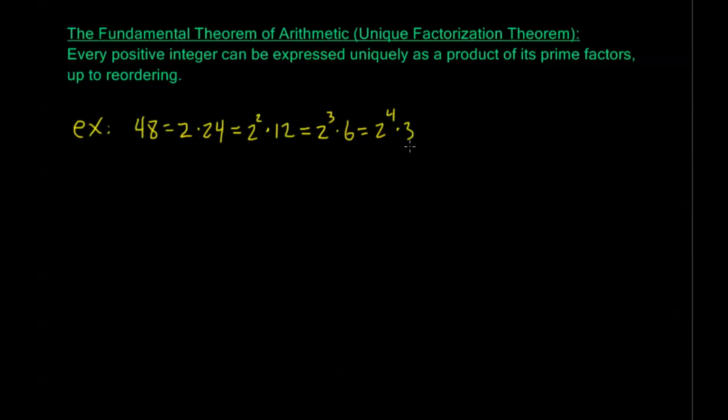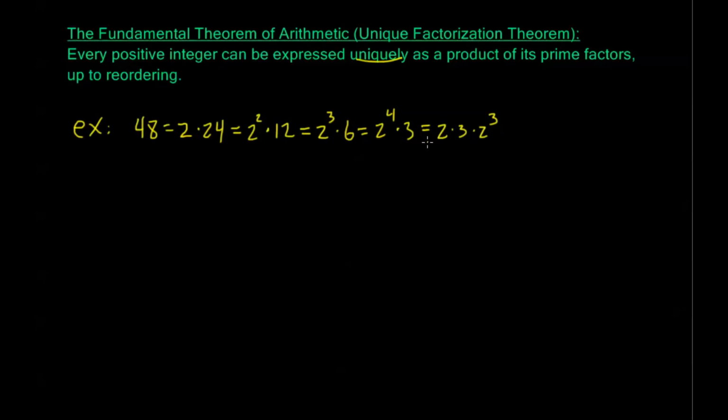No other integers divide 2 and 3 other than themselves and 1. And the "up to reordering" just means that if I wrote this as, for example, 2 times 3 times 2 cubed, this would be the same factorization. We consider this the same unique factorization, right? This is just a reordering, which we're not concerned with.